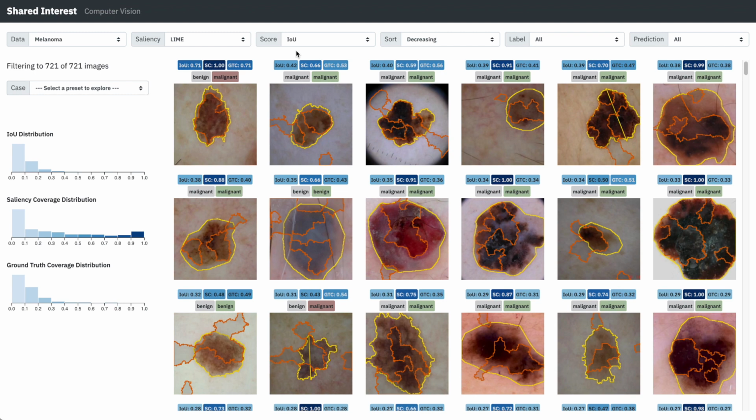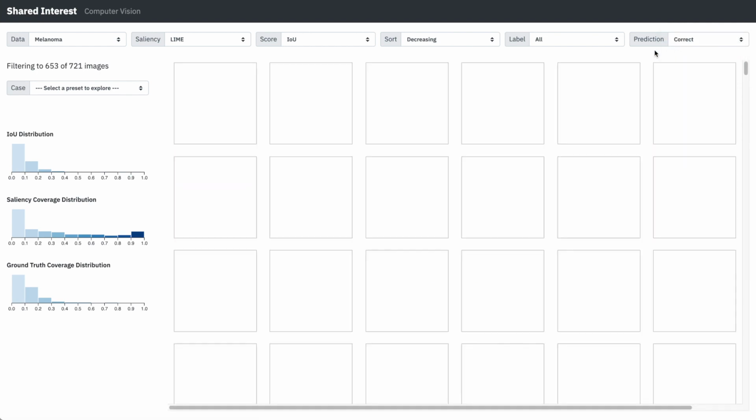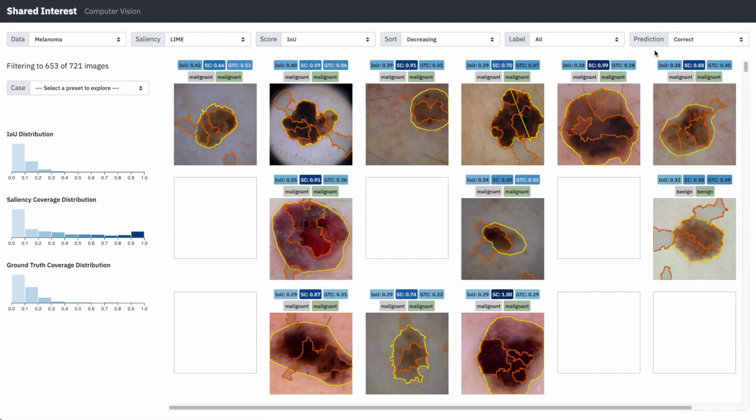Let's see. The user begins by analyzing correctly classified instances with high IOU scores. These instances have high human-AI alignment. The model relies on important features of the lesion to make its prediction.